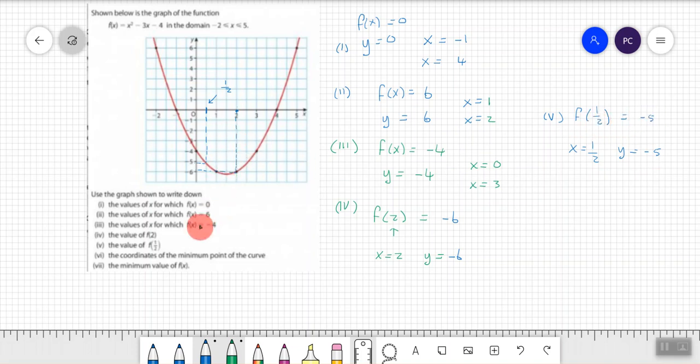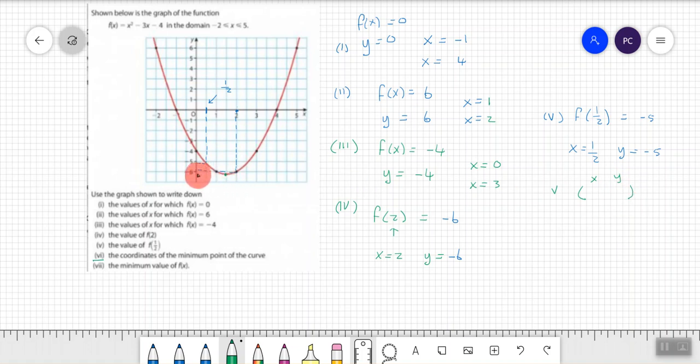So that's that one. The last one then, or no, sorry, the second last one, should I say, is this guy here. So the coordinates of the minimum point of the curve. Okay, so the minimum point is going to be about here. So that's the minimum point. Now remember, a coordinate is going to have an x value and a y value. So what's the coordinates here?